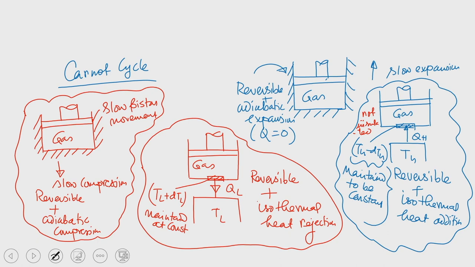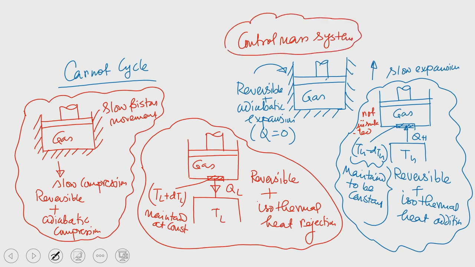In this particular case, the temperature, pressure and volume of the gas will no longer remain at the initial state. So PVT will change. This is the concept of the Carnot cycle for the control mass system. So this is the control mass system, at least that is the Carnot cycle.